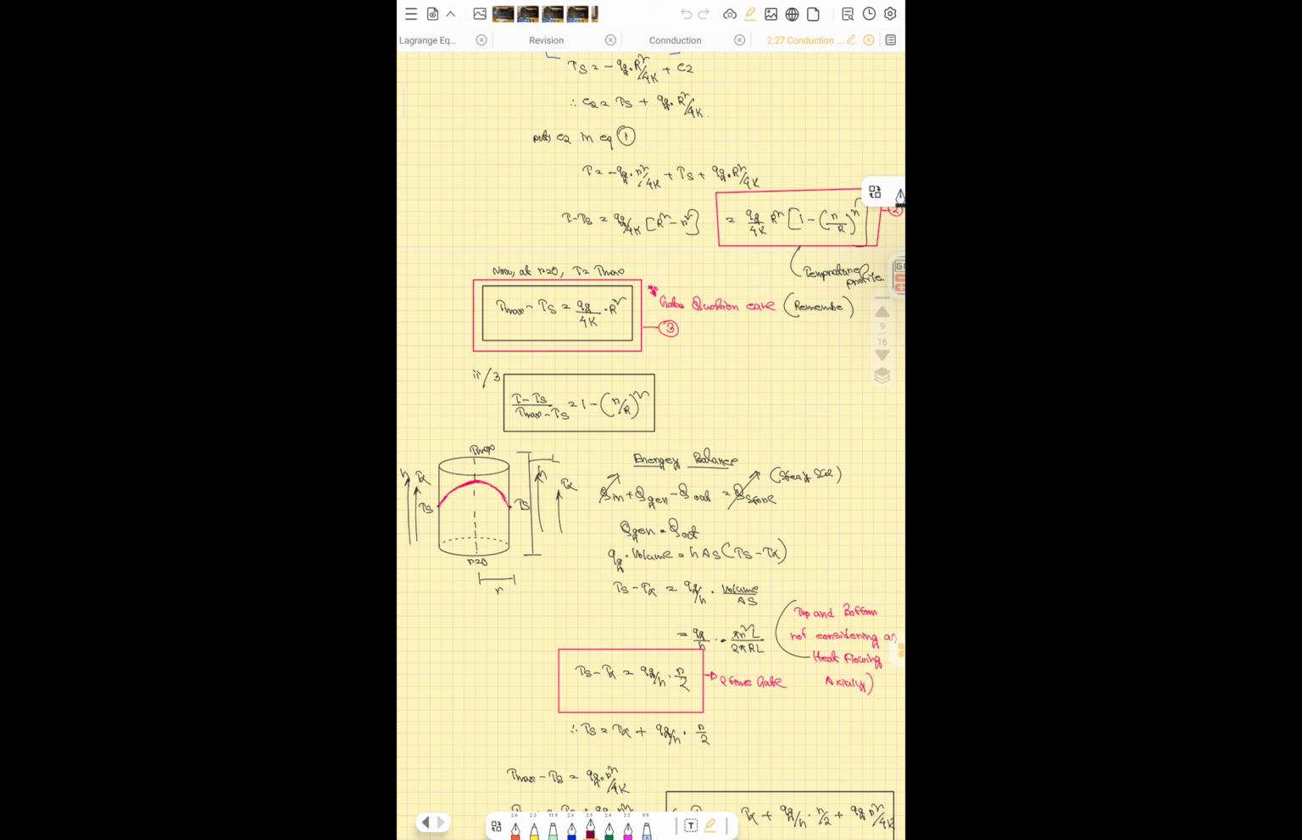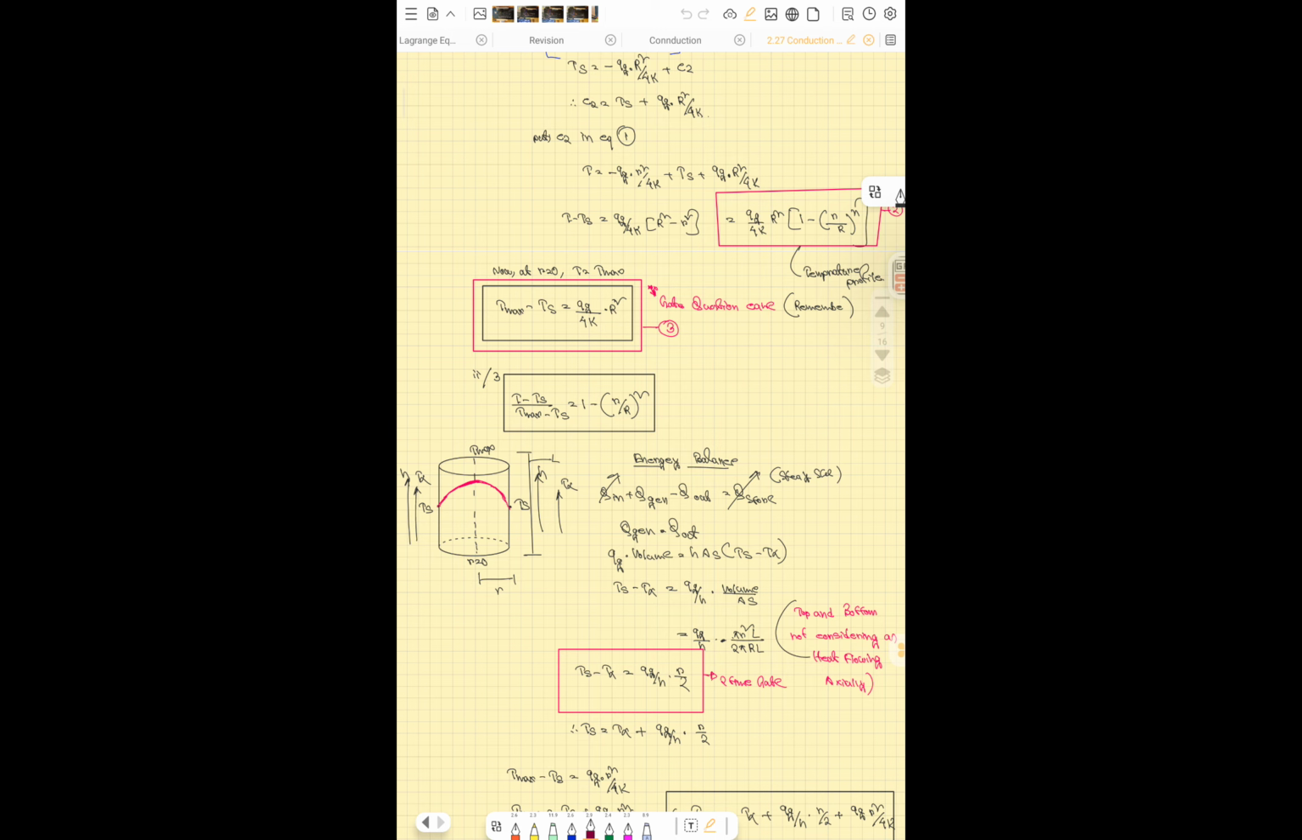How does it come? Let's see. We know that Q in minus Q out plus Q generation is Q stored. Here, Q in is 0 because heat is dissipating, Q out is there, and Q stored is 0. So Q generation equals Q out. Q generation, that is qg dot volume, equals hAs (Ts minus T infinity). That is the main equation.